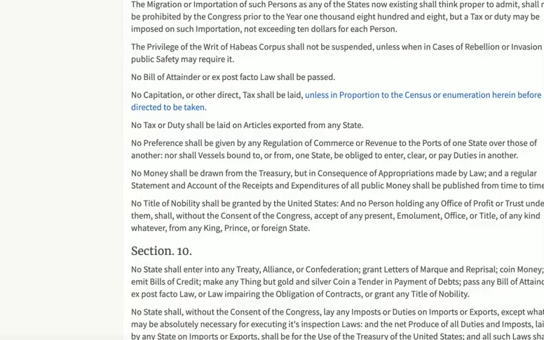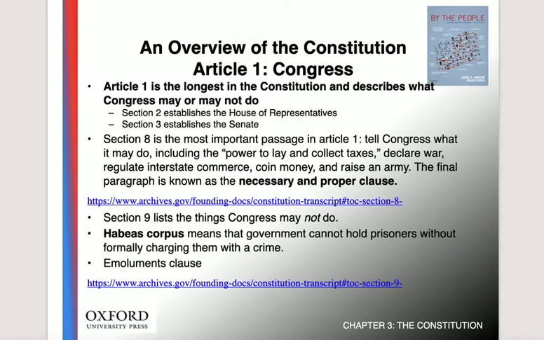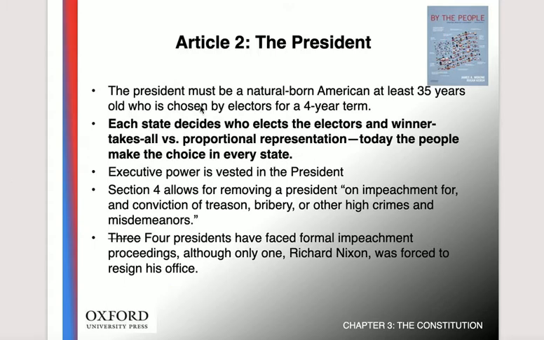So that's the Emoluments Clause. And that goes for anyone in Congress, not just the president, but anyone. So the president, the executive branch, is written under Article 2. It tells what the conditions are for the president: must be a natural born American with at least 35 years of age, and is elected for a 4-year term.